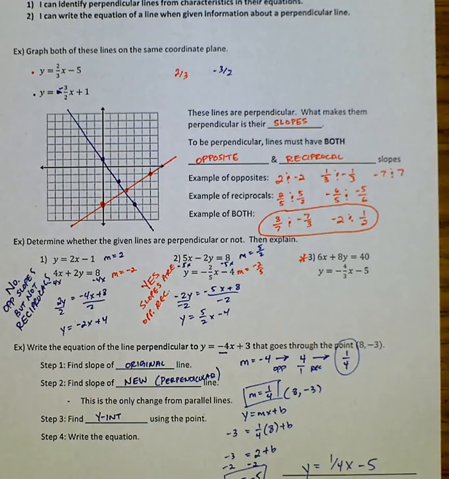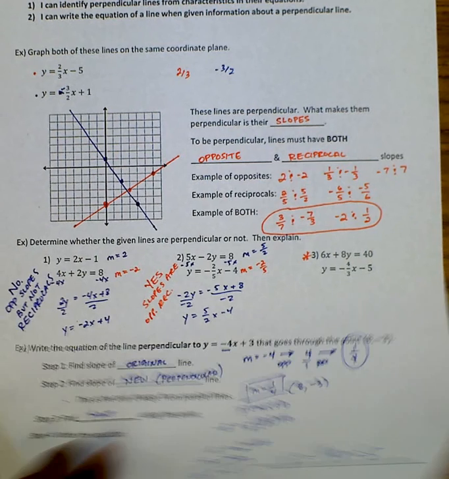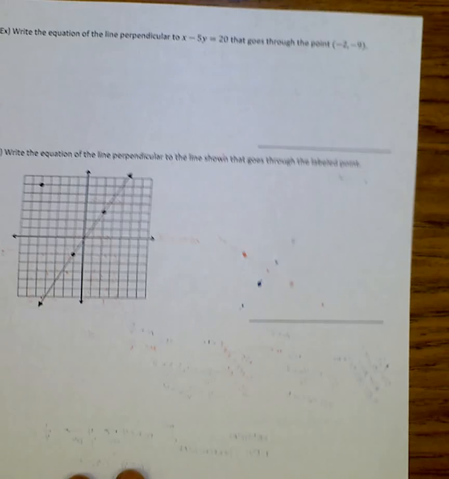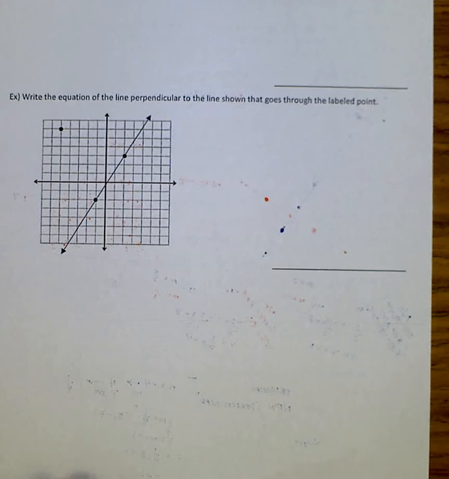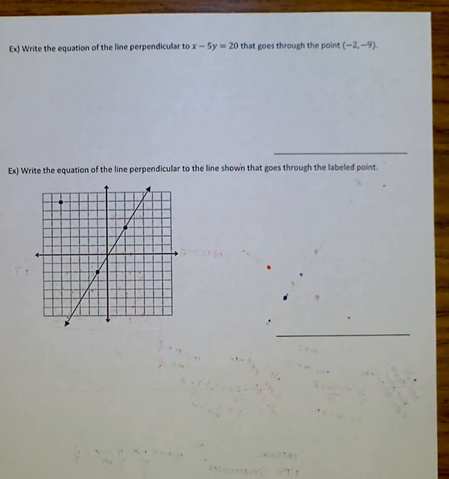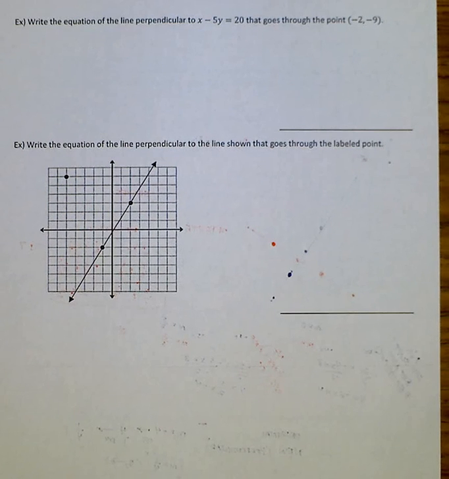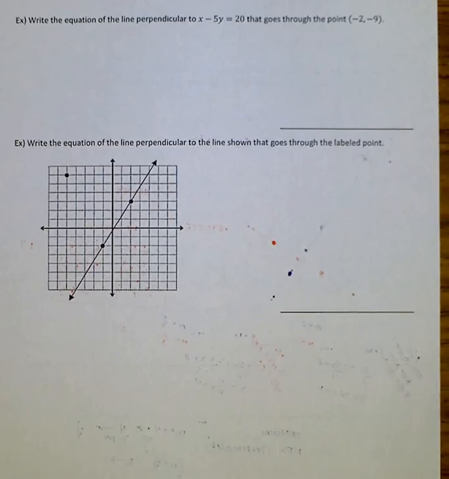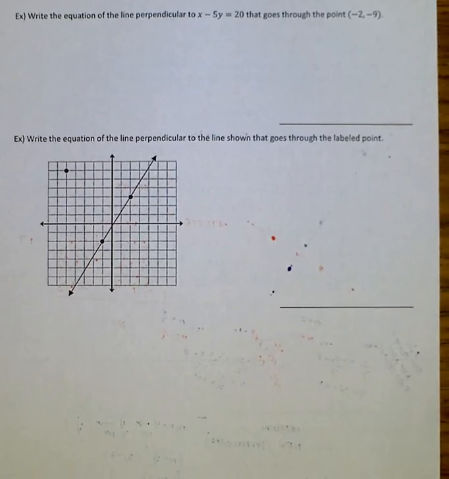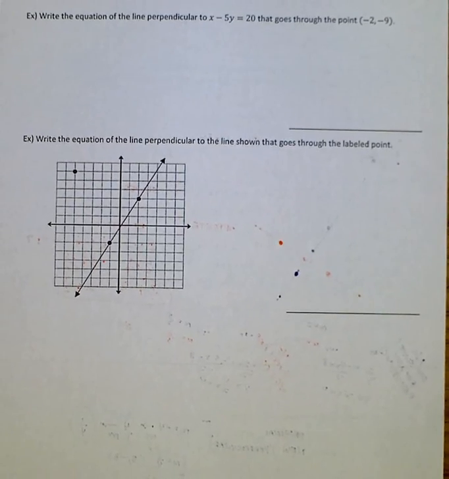All right. On the back side here, it says write the equation of the perpendicular to x minus 5y equals 20. All right. For this problem, remember that what we'll want to do is to find the slope of our first line.